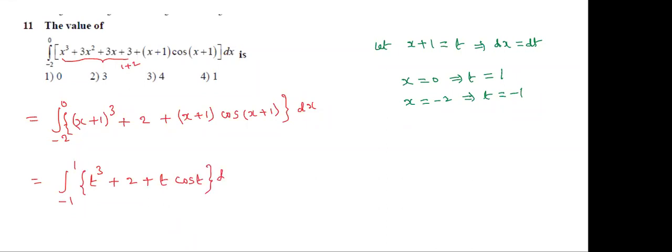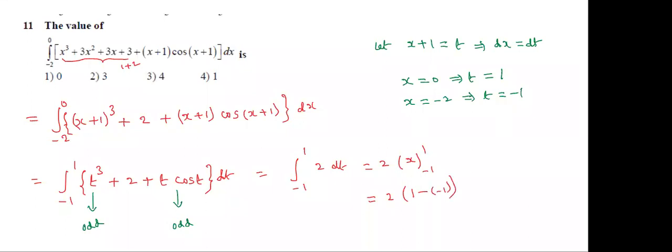dt. Here observe which functions are odd. This is an odd function. This is also an odd function. If it is an odd function, what answer do we get? That value should be 0. Remaining is the integration from minus 1 to 1 of 2 dt. So 2 into x, with the limits minus 1 to 1. Substitute the limits: 2 into (1 minus of minus 1). So the answer is 4. The third option is correct.